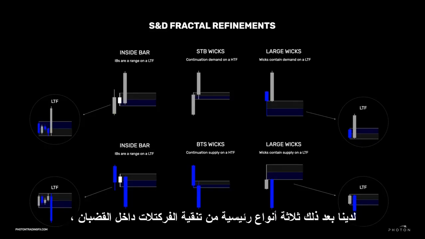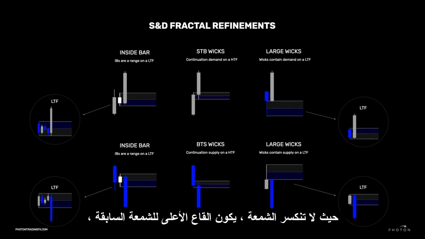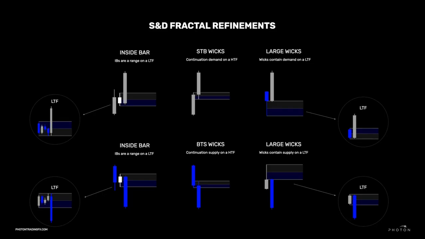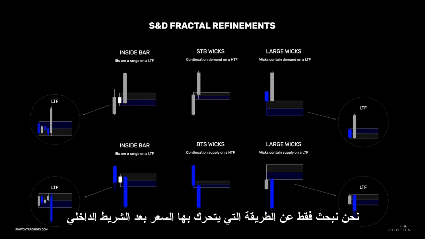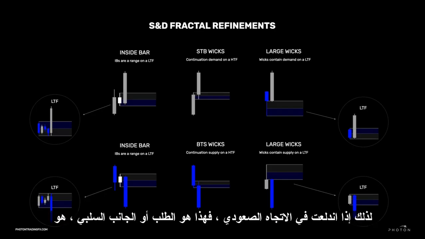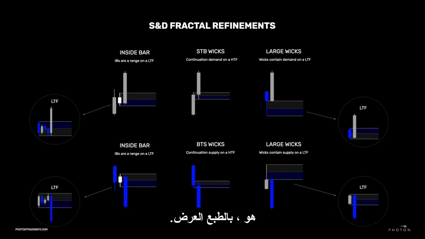We then have three main types of fractal refinements. Inside bars, where the candle does not break the high or low of the prior candle, and it is then engulfed by the next candle. So this represents a range created zone on a lower time frame. And we don't care if the inside bar is bullish or bearish. It's irrelevant in terms of supply and demand. We are just looking for which way price moves after the inside bar forms. So if it breaks out to the upside, it's demand, or to the downside, it is of course supply.